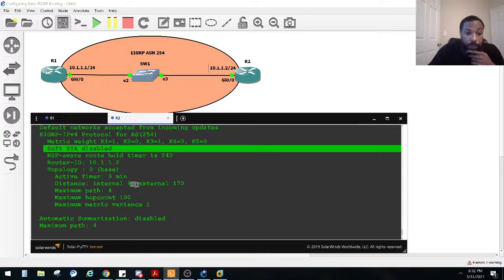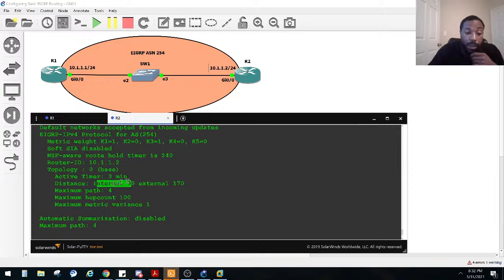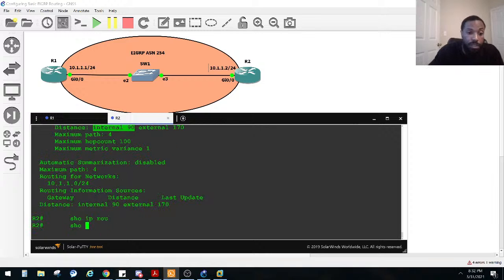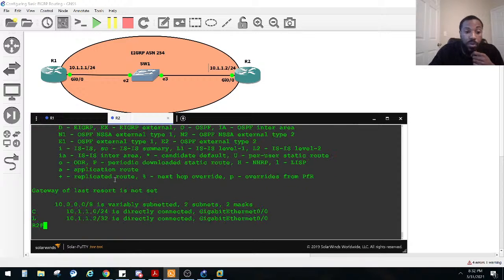What else we got here? We have the EIGRP. Remember we talked about administrative distance. The administrative distance is 90. We can verify that with show IP route, right? Show IP routes as well. That's another way to check.